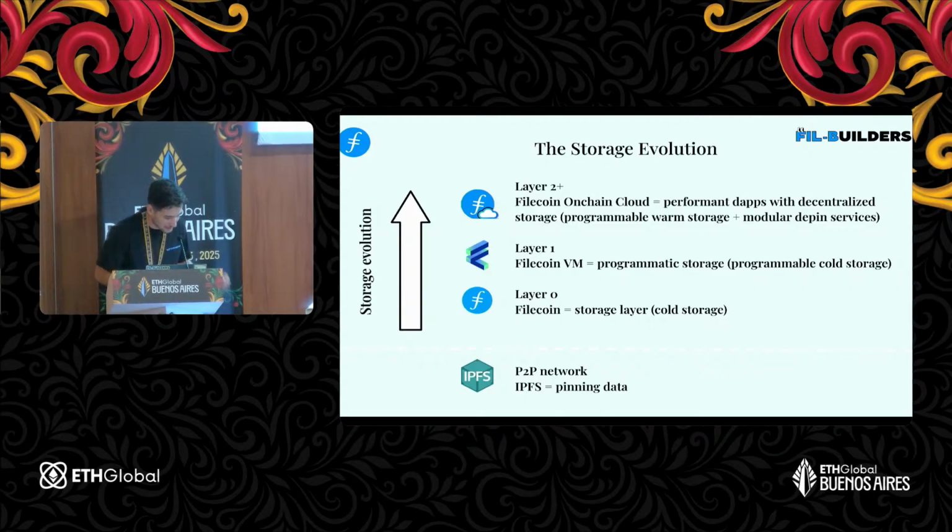So everything started with IPFS, which was the peer-to-peer network, and you could pin your data and introduce the content addressable internet. Then we wanted more cold storage, and on top of cold storage, we introduced programmable cold storage with the Filecoin Ethereum Virtual Machine. And now we are at layer 2, where you can start building programmable warm storage and also add modular DePIN services into your builds.